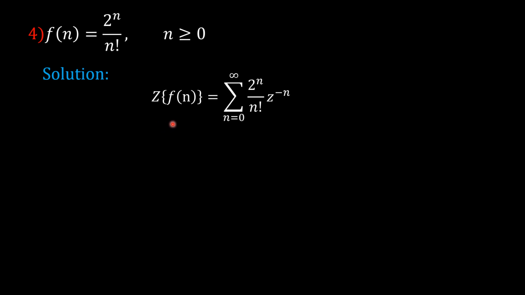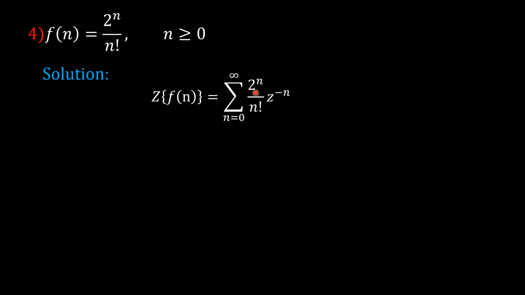Consider the last example, in which the general term of the sequence is f of n equal to 2 raised to n divided by n factorial for n greater than or equal to 0. Now, by definition of Z transform, we get the Z transform of the sequence f of n equal to summation n runs from 0 to infinity, as we have been given n greater than or equal to 0, f of n is 2 raised to n divided by n factorial into z raised to minus n.